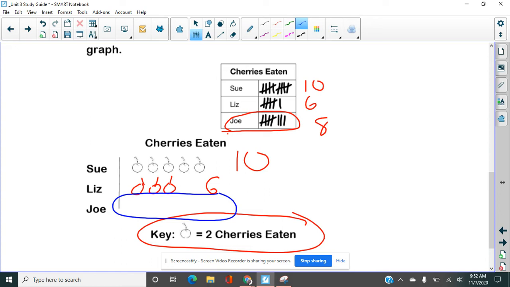Okay, we would draw 4 cherries. We would draw 4 cherries because each is worth 2. 2, 4, 6, 8. Each is worth 2 because that's what it says right here.